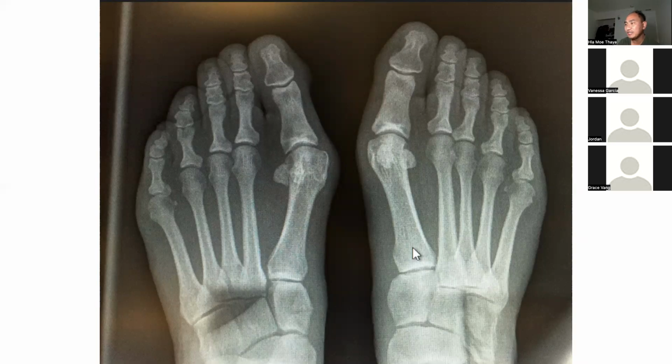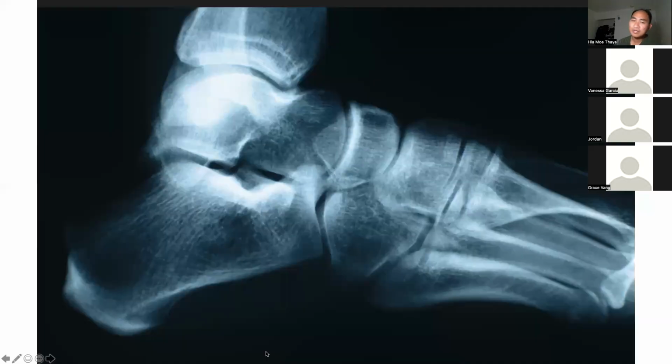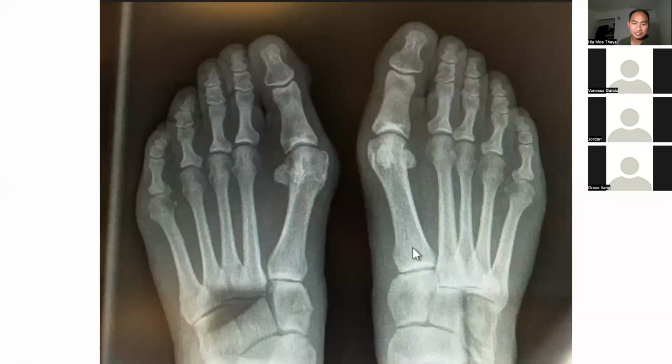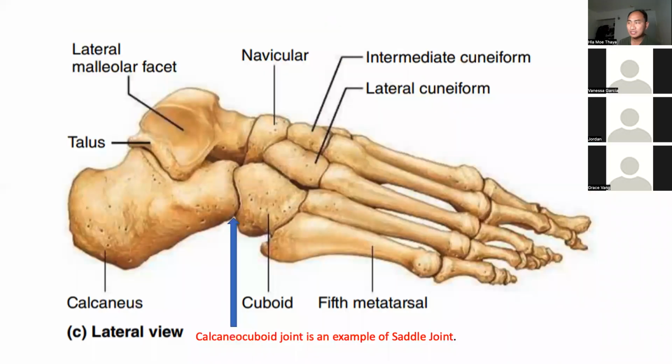So we can see the medial cuneiform, middle or intermediate cuneiform, lateral cuneiform. We can see the forefoot. We can see part of the midfoot. So now looking at this one, this X-ray is the same as this one. Cuboid, talus, tarsal bones, metatarsal bones.